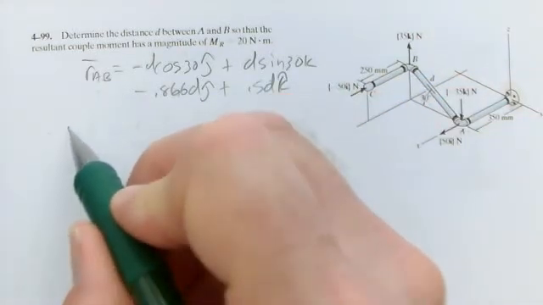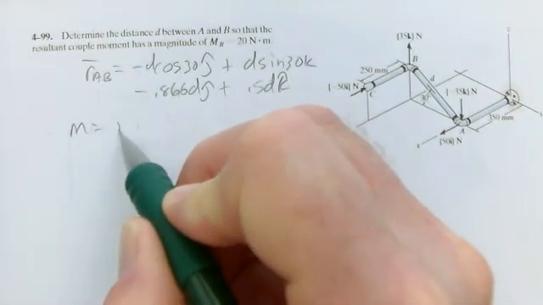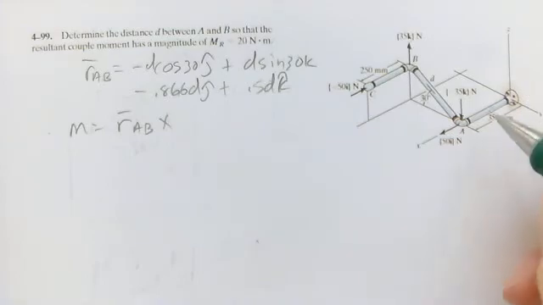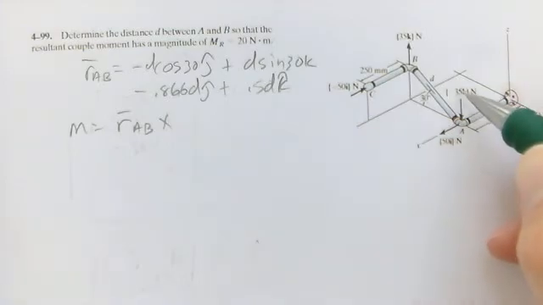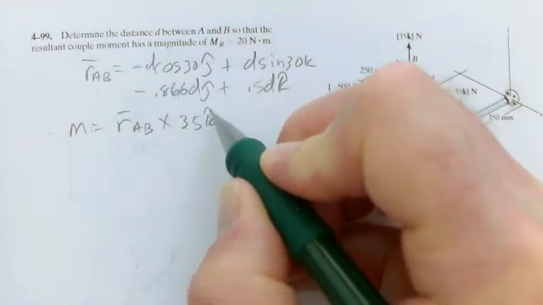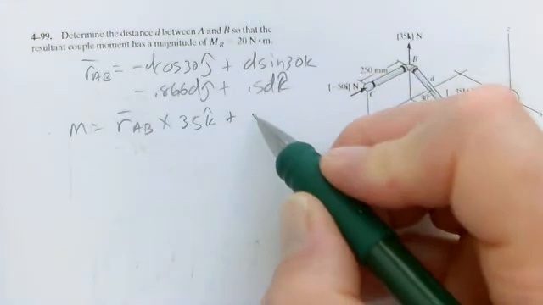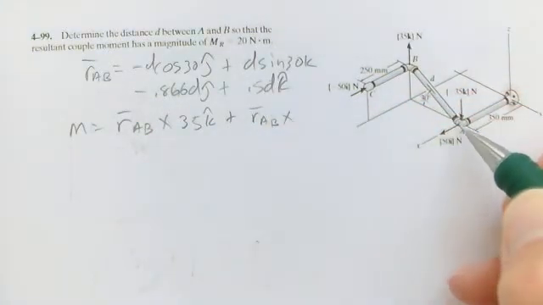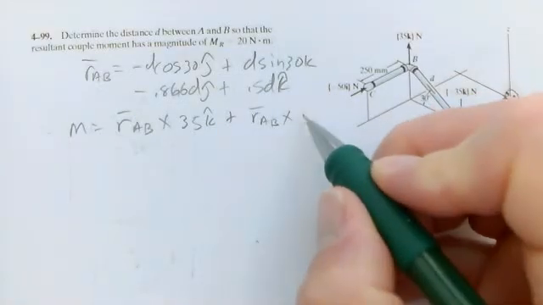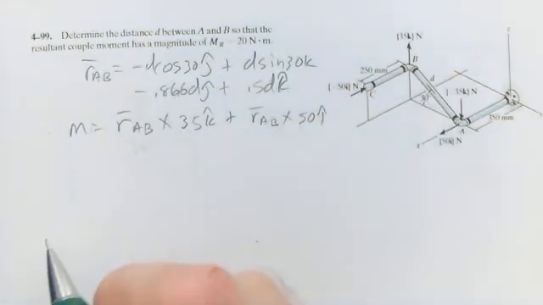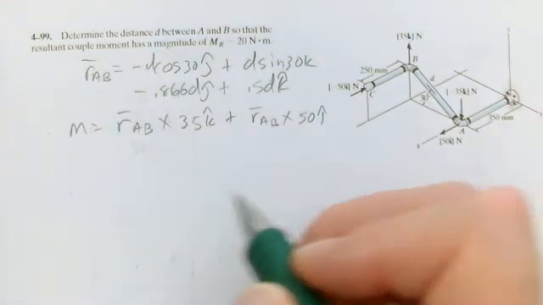Now we're going to solve the moment. The moment is equal to R AB cross, and we're going to do the force of 35 in the k direction, so 35 in the k, plus RAB cross the moment of 50 in the I. Okay, so let's write that out in one strip across there.